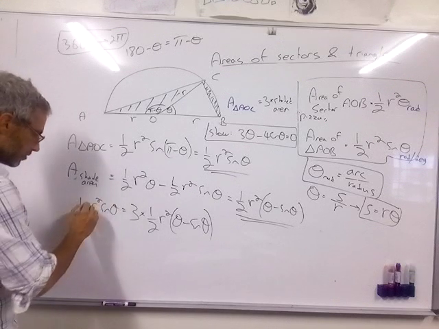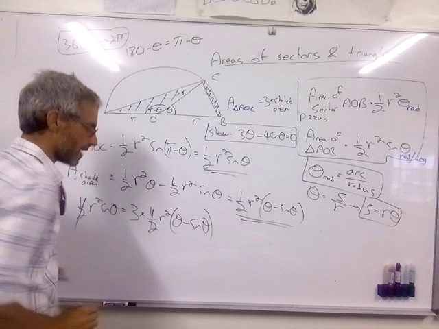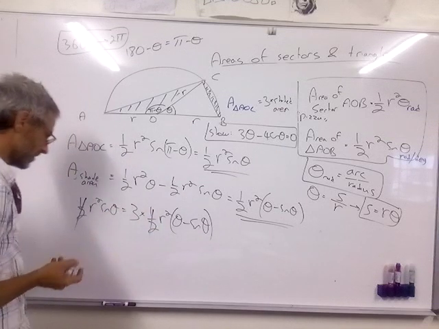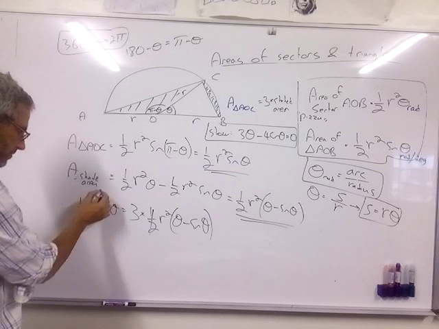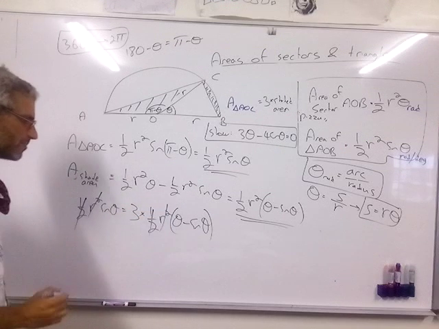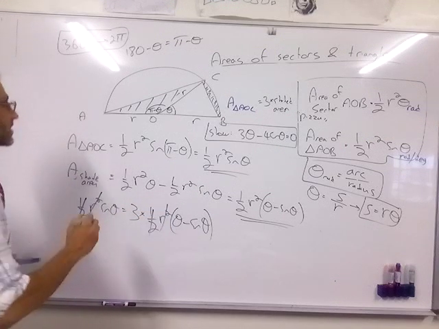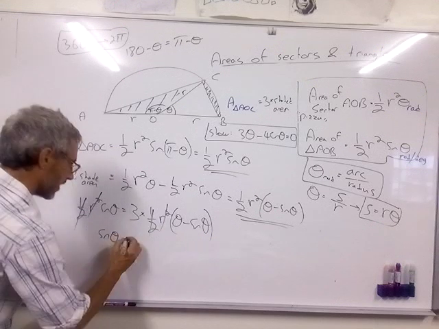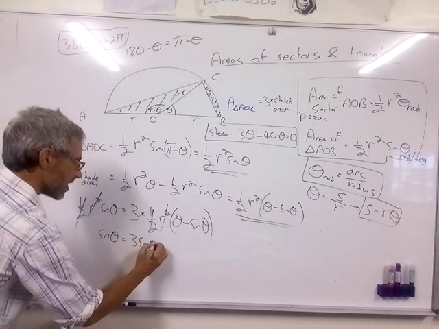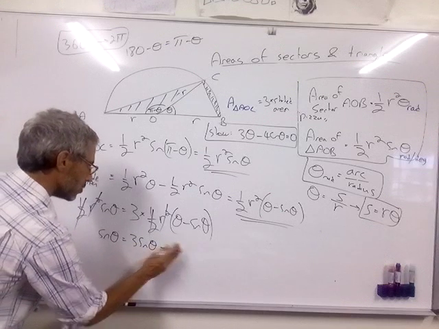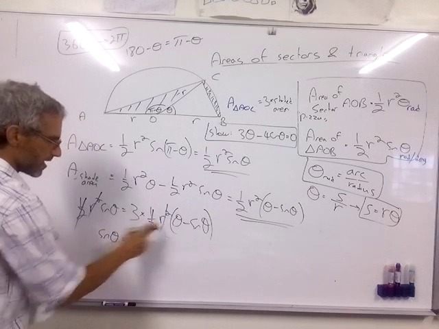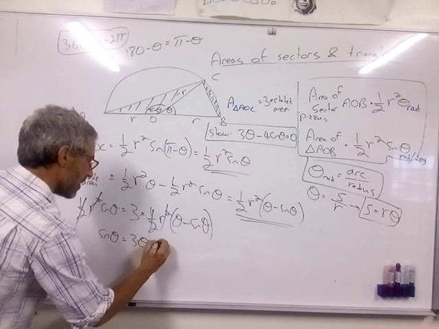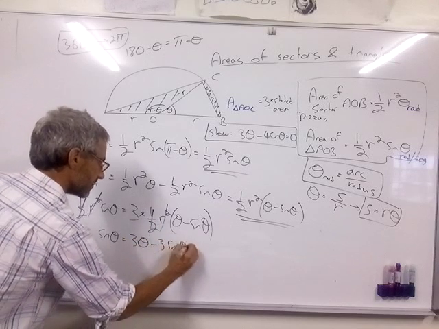Now what can I start doing here? First of all, get rid of the half. Times by 2, you get rid of the half. Next, get rid of the r squared: I'll just divide by r squared. Now let's open the bracket. So sine theta equals, no, it's not 3 sine theta, it's 3 theta minus 3 sine theta.